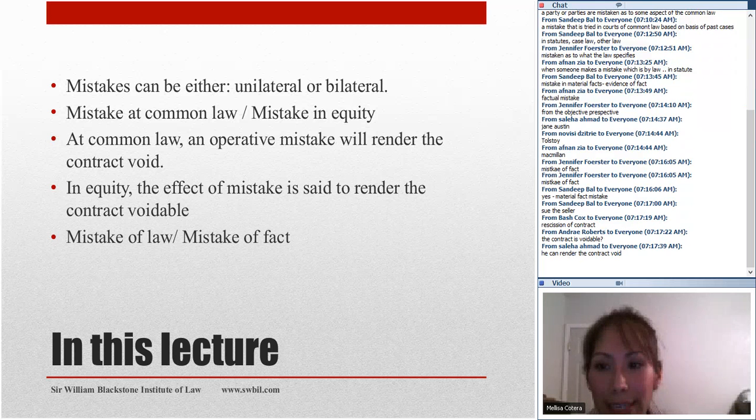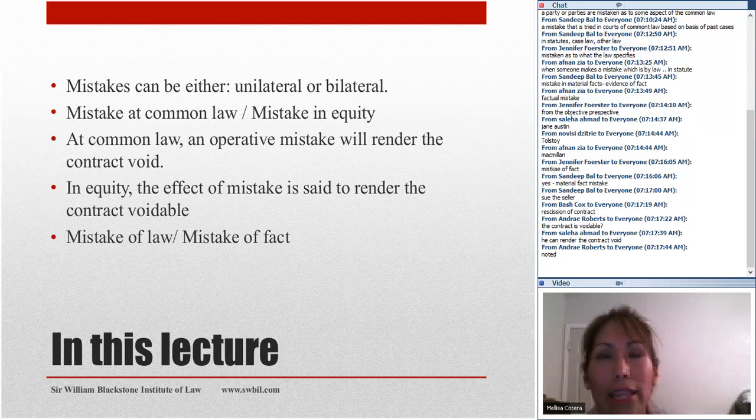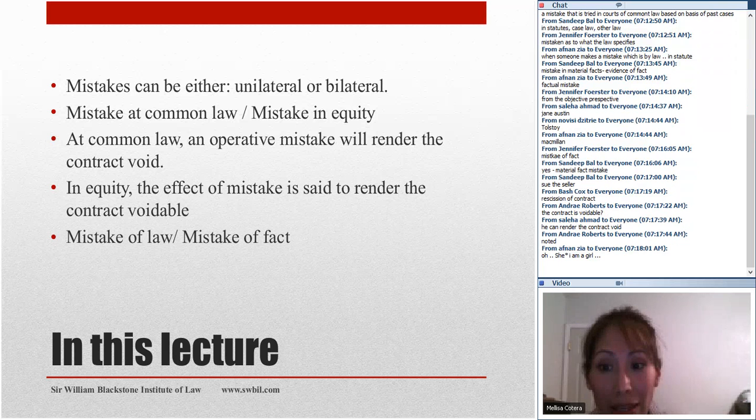In this case, the mistake regarding the signature in the book was a mistake of fact material to the deal, and Afnan would have the right to return the book and get the money back. So this example illustrates a mutual mistake. Afnan and I have made a mistake of a material fact.